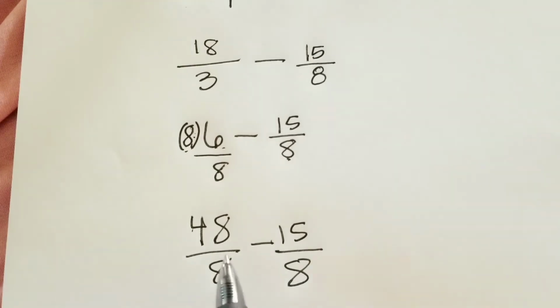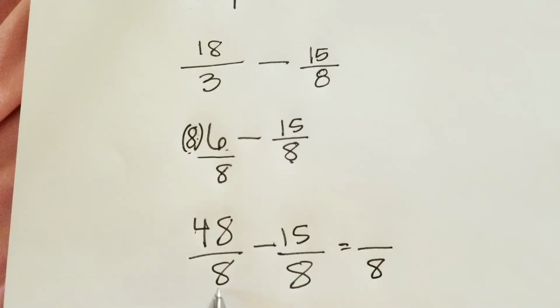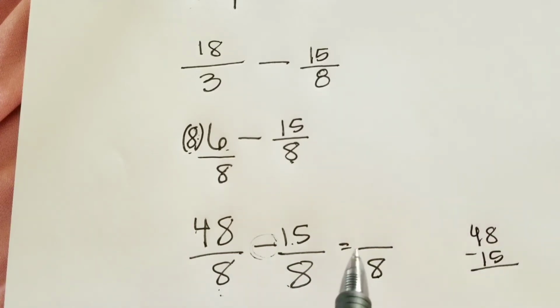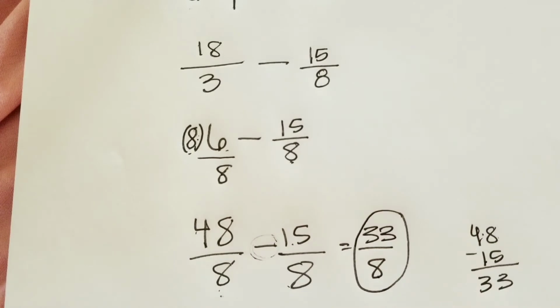Okay, so now our denominator will stay the same, because since they're the same, it stays the same. Now I just have to subtract my numerator. So 48 minus 15, come over here on your little piece of scratch paper, if you don't know that right away, and then just subtract. 8 minus 5 is 3, 4 minus 1 is 3, and my answer is 33/8.